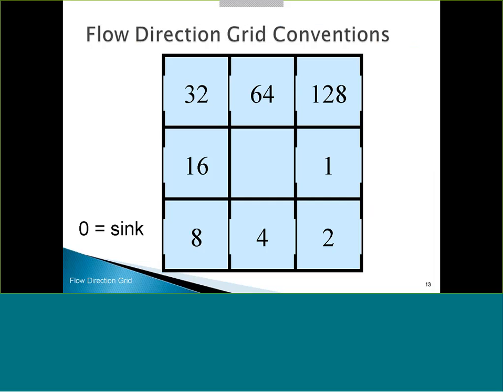This figure illustrates how the FDR works. We're looking at the center cell. If the lowest downward direction is to the east, it's populated with a 1. If the lowest downward neighboring cell is to the south, or 2, it's to the southeast, 4, it's to the south, and so on. And you'll note that the numbers are going up by a base 2 number ordering system.